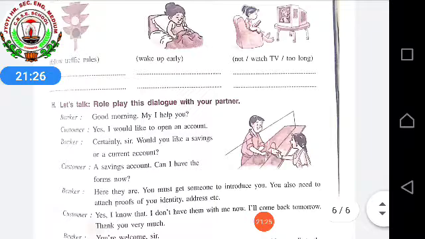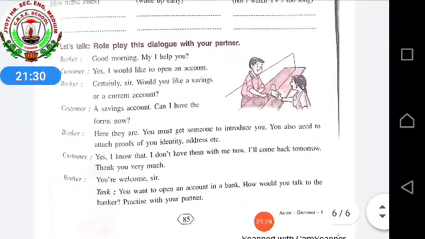And next is, let's talk, role play this dialogue with your partner. If you have any brother or sister in your house, then you can play a role play and you both can have the conversation using these dialogues. I'll be reading both the dialogues for you, and then you people can try it out. It is just for fun.